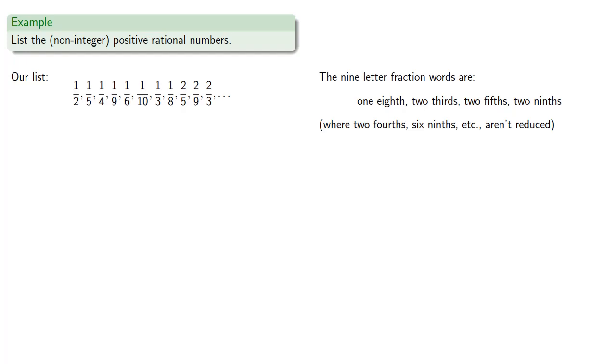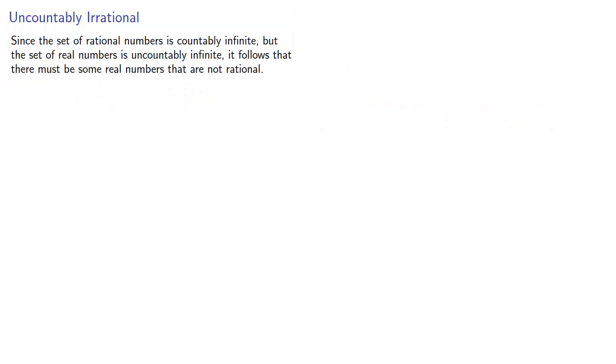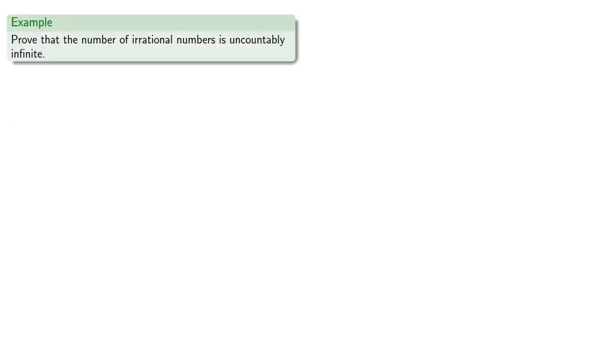Now, since the set of rational numbers is countably infinite, but the set of real numbers is uncountably infinite, it follows that there must be some real numbers that are not rational. Now, we already know one irrational number, square root of 2, and so the natural question is, how many irrational numbers are there? And in fact, the number of irrational numbers is uncountably infinite, and we should be able to prove that.